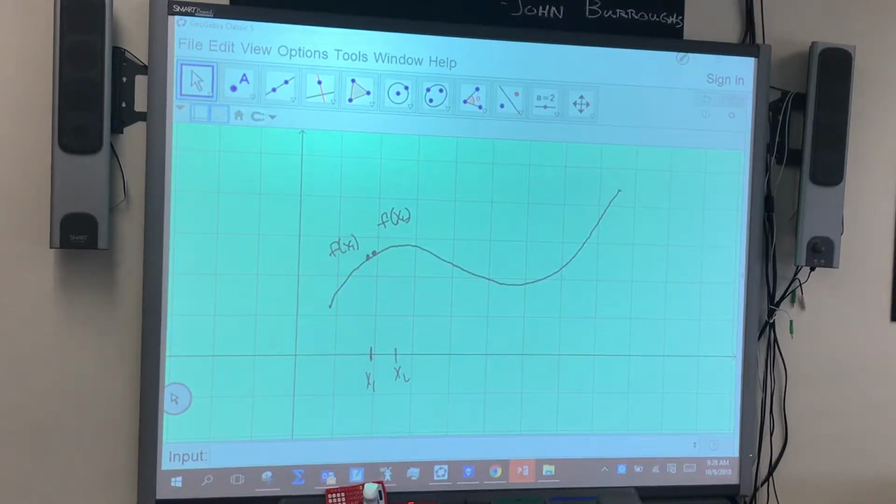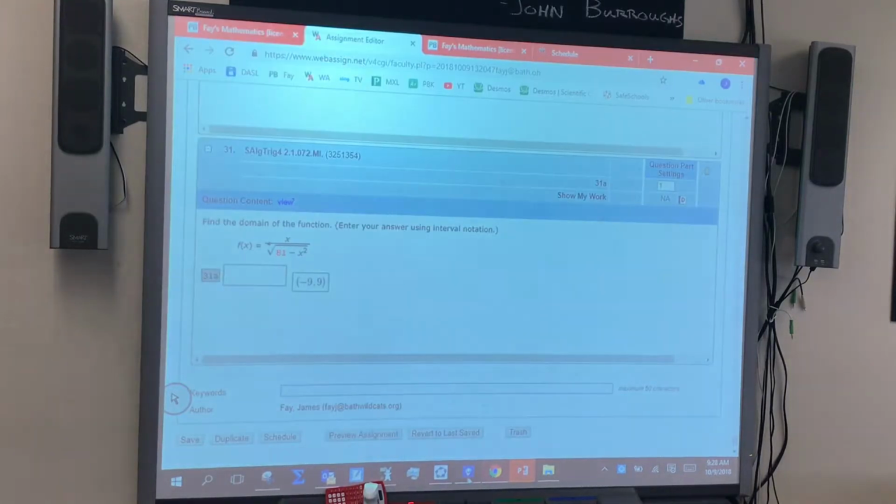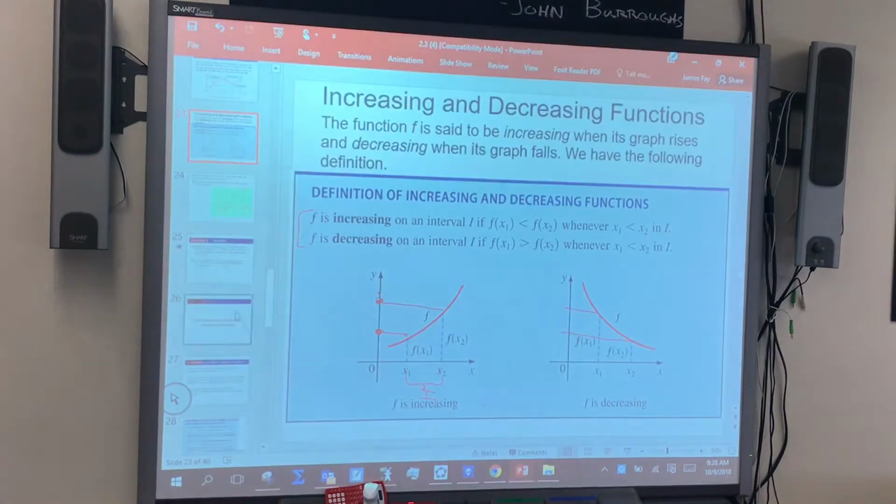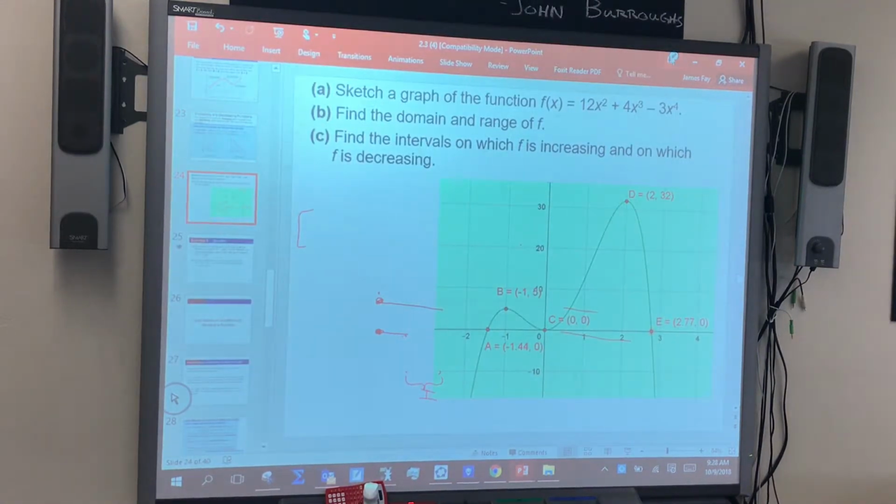So that's the idea of increasing or decreasing. Graphically speaking, guys, it's not hard. Okay? You're going to see questions that look like this. Okay? And this is just the function.